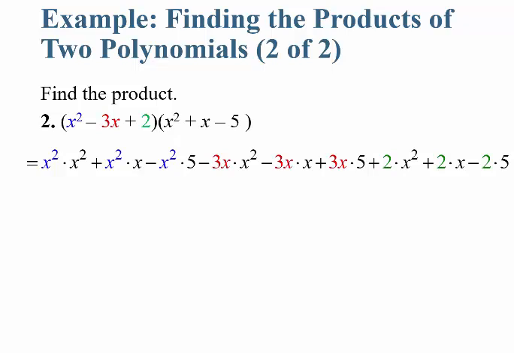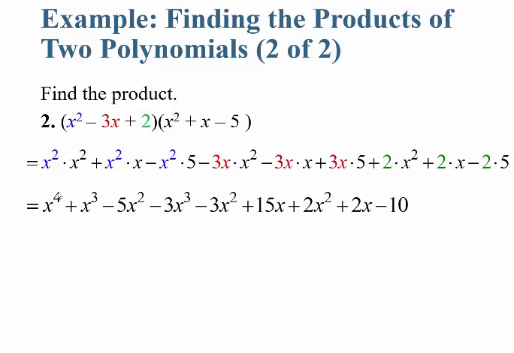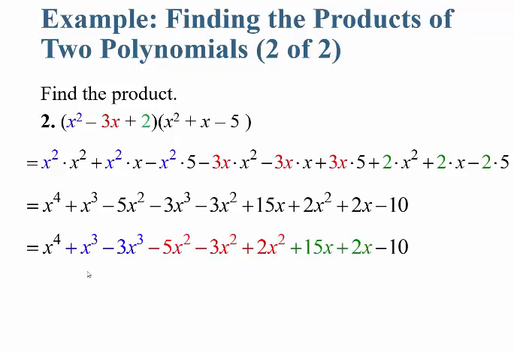So now I just have to clean this up, like x squared times x squared gets me x to the fourth. X squared times x gets me x cubed. X squared times minus 5 gets me minus 5x squared, and then so on. You can go through and you would get this crazy mess of an expression. What you then have to do is put the like terms next to each other. So in blue and red and green, you can see them there, then finally just simplify like this.